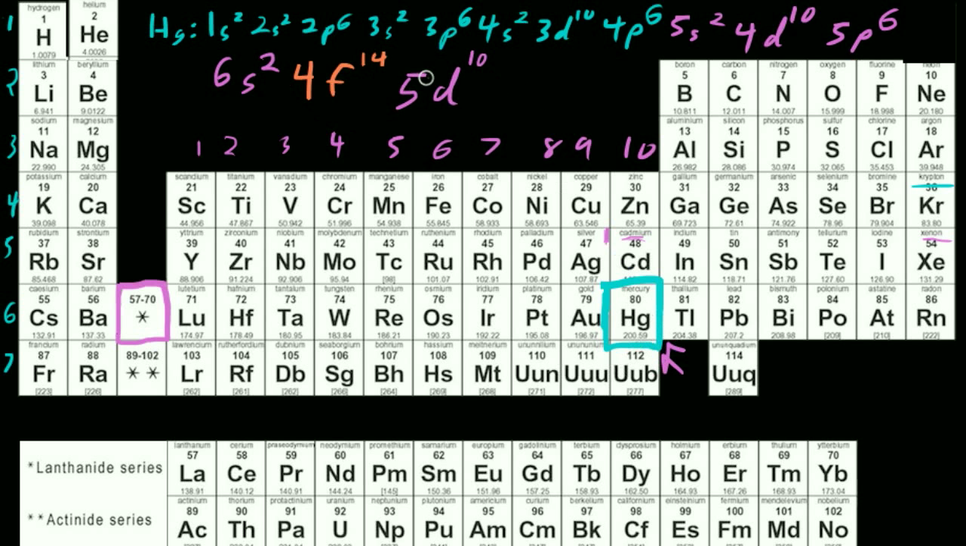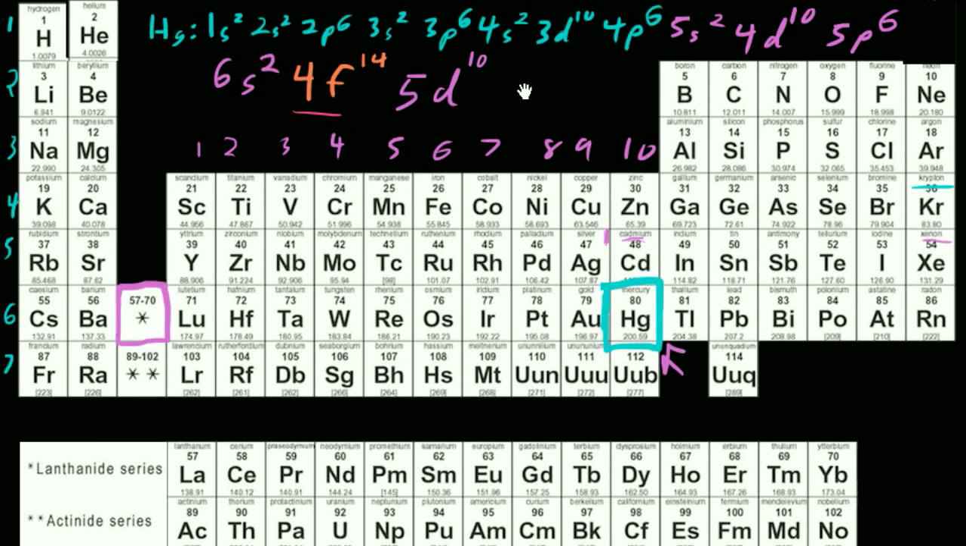So anyway, hopefully, and this is really going to be the most important thing to understand, is how to make electron configurations for elements that are in the d block and the p block, especially, that also have f orbital electrons in them. So let's go ahead and count up all of these electrons.